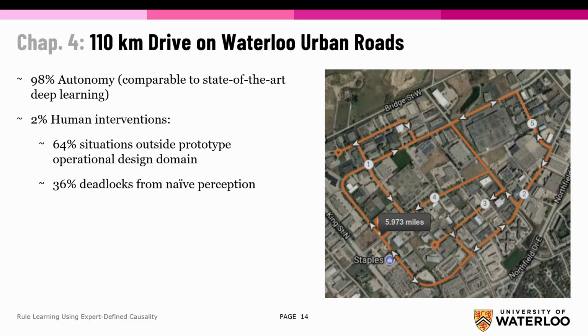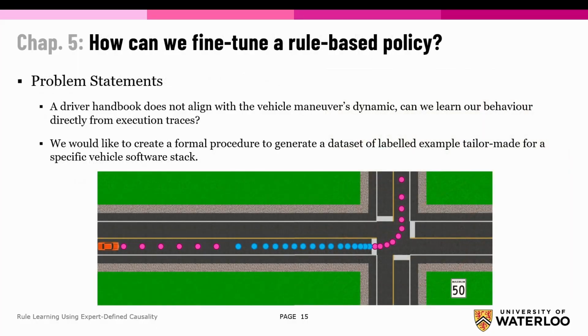At the end, we were able to drive 110 kilometers on public roads in Waterloo and achieve 98% autonomy, which at the time of this experiment, which I think was around 2018, was comparable in performance to state-of-the-art deep learning architectures. The information about human intervention is provided in the thesis, I'm not going to cover it right now. So let's switch to the next problem.